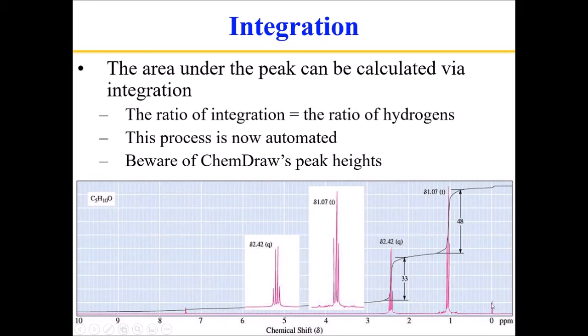You'll also see a peak at 0. Remember that's the TMS that they add, the tetramethylsilane, as a standard. And then there's a peak right here right around 7.3, and that's the solvent that we use when we're conducting the NMR experiment.